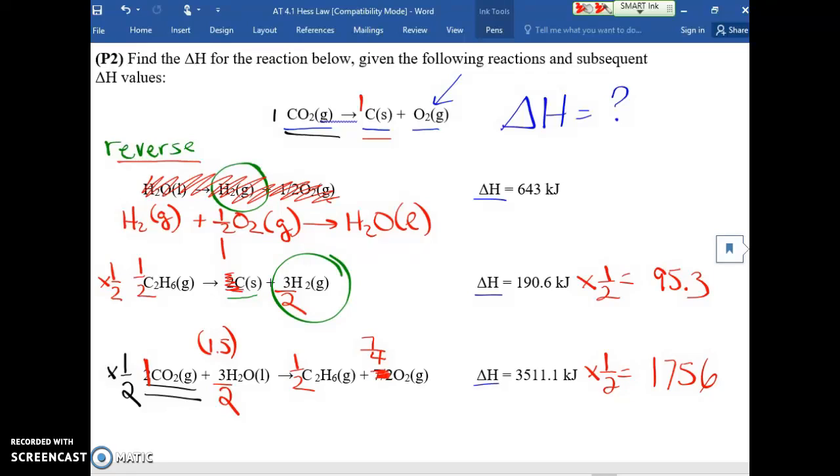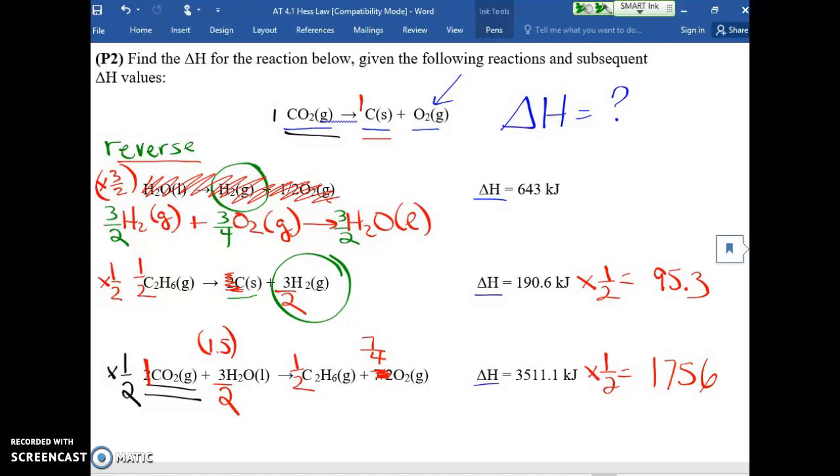Also, guys, notice I have H2. I'm going to need to get rid of that 3 halves H2. So I need to multiply this by 3 halves. See, this one is a spicy one. So 3 halves times 1 is 3 halves. 3 halves times a half is 3/4. And 1 times 3 halves is 3 halves.